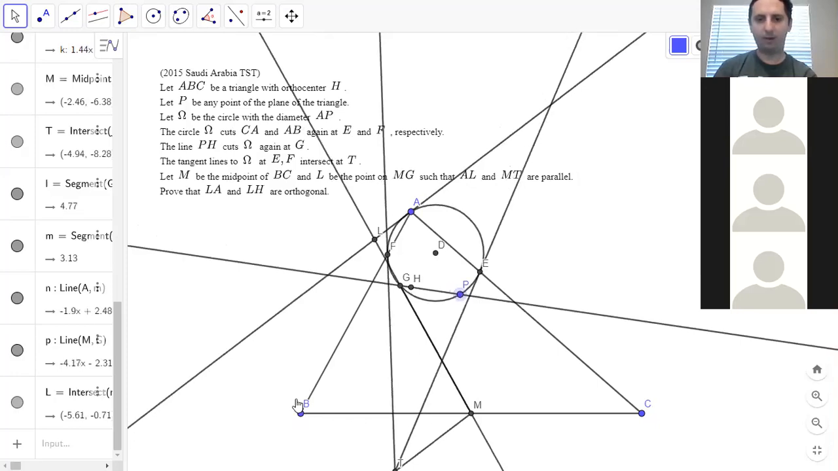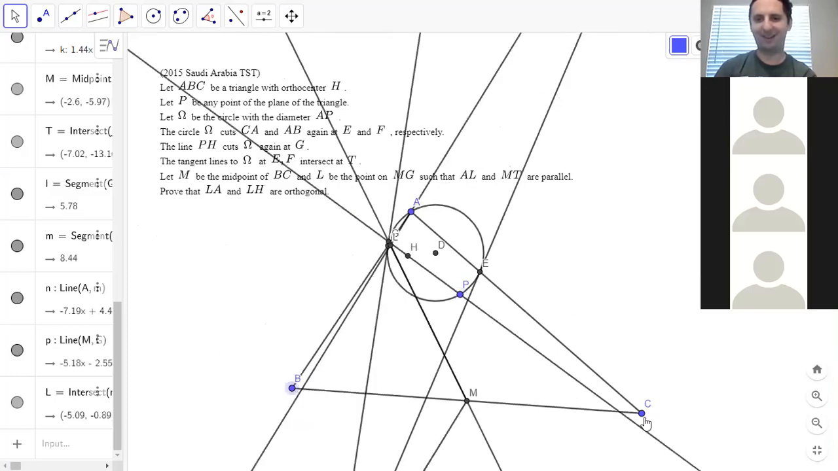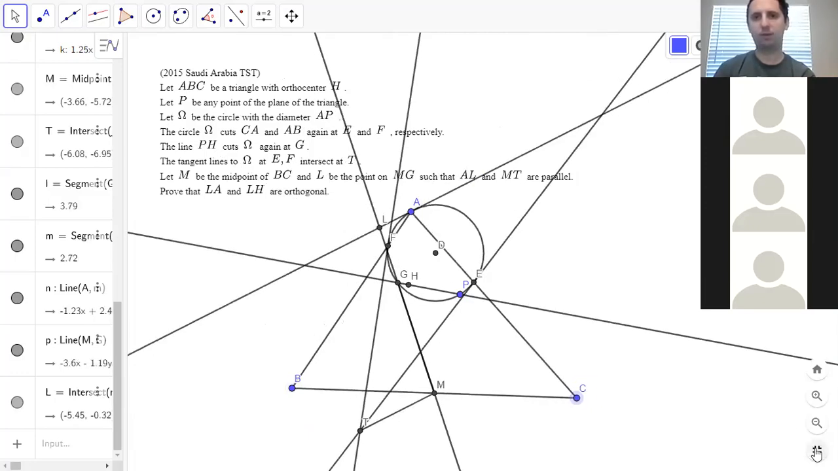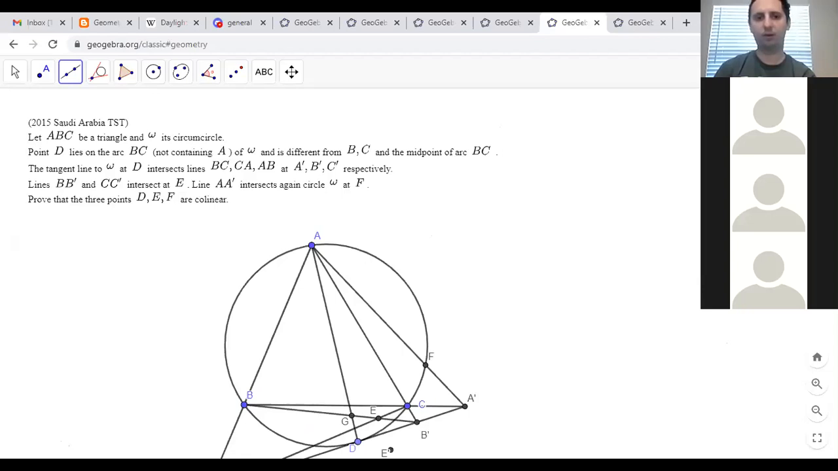All right, you want to move back to the last problem? This looks kind of hard. Yeah, let's move back to the previous one. Okay.